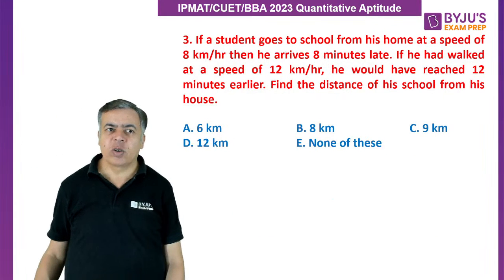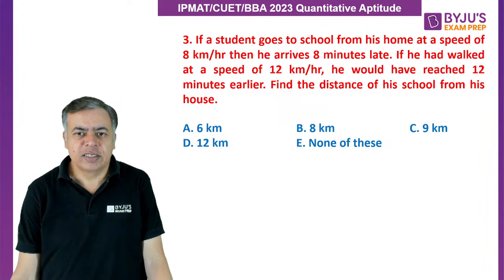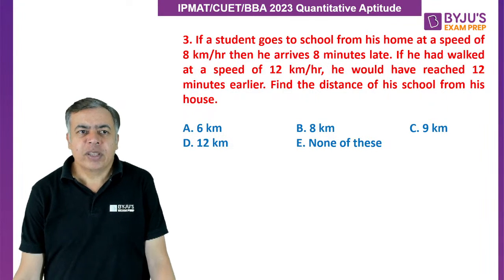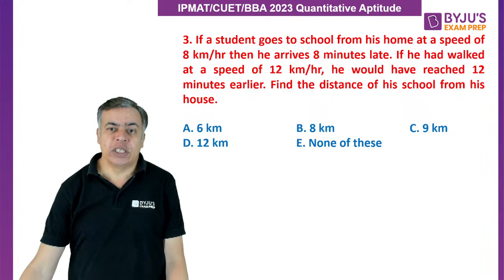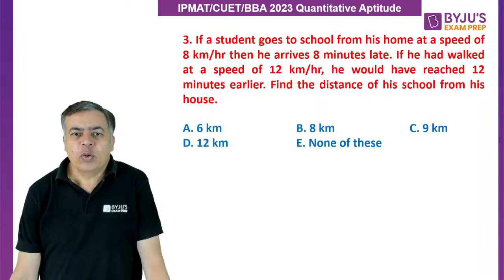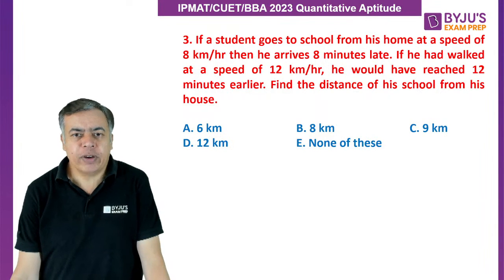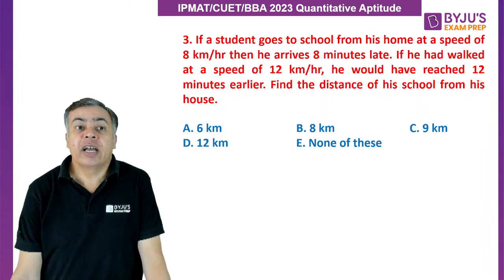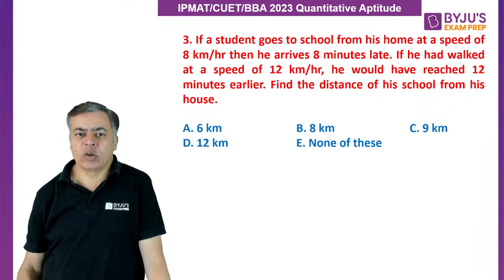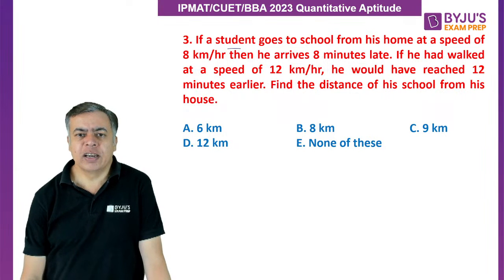Again a question similar to the one we did. The first question was similar to this, but this time he is giving two situations. One, when the student goes to the school from his home at a speed of 8 km per hour, he arrives 8 minutes late. जब वो 8 किलोमीटर पर आवर की स्पीड से चल रहा है तो 8 मिनट लेट हो जाता है. मैं ऐसा कहता हूं वो स्टूडेंट दो हैं. मैं दो केस ले लेता हूं.